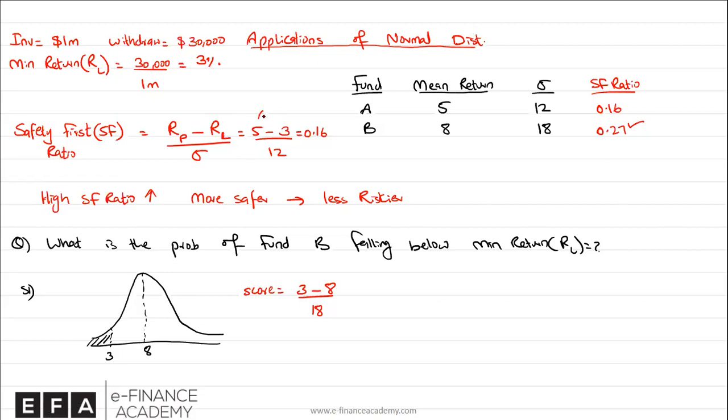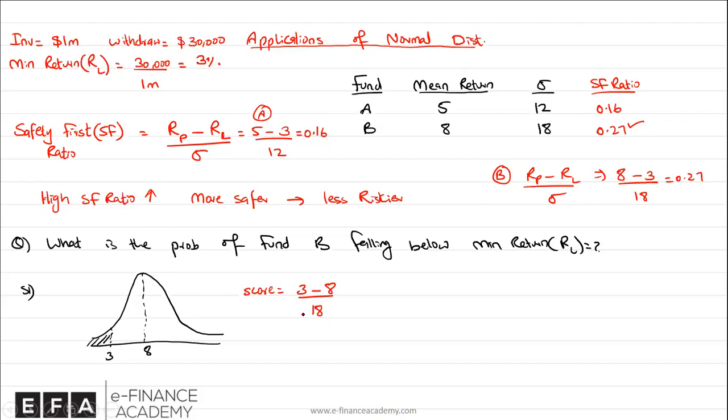Although I did not write the safety first ratio for B, so let me write that for B so that you can clearly see it. It will be, again, RP minus RL over deviation. So if I show you the numbers, it will be 8 minus 3 divided by 18, and you should get 0.27. So the formula is quite similar for the score as it is for the safety first ratio. However, in the safety first ratio, we write the formula as return on portfolio or the fund minus the minimum return, while for the score, we write the variable x minus the mean return divided by the deviation.